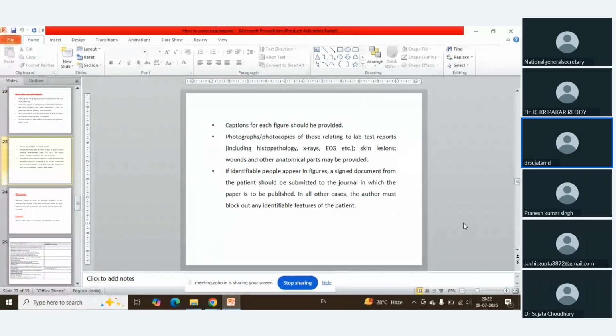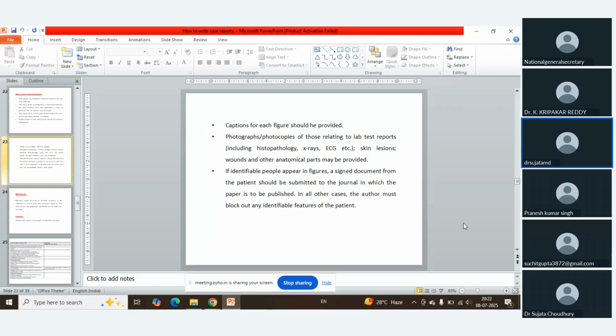And captions for each figure should be provided. Photographs, photocopies, or any X-ray, ultrasound, histopathology, ECG, all these reports, photographs of the lab reports, or any skin photos, or any other evidence, should be well captioned.